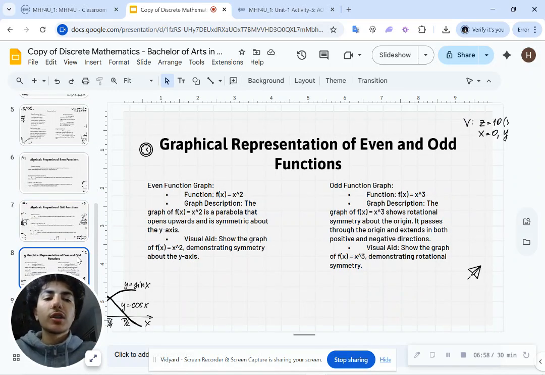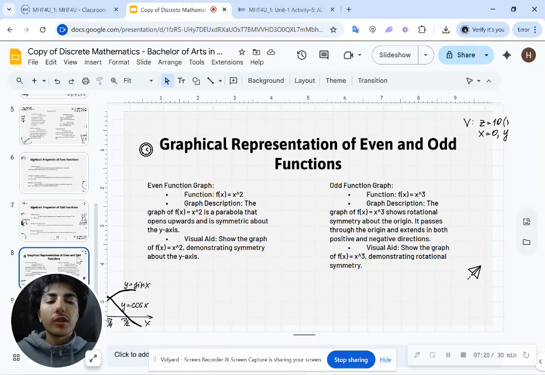Graphical representation of even and odd functions. Even function graph. Function f(x) equals x to the power of 2. Now let's look at the graph description. The graph of f(x) equals x to the power of 2 is a parabola that opens upwards and is symmetrical about the y-axis. Visual aid: show the graph of f(x) equals x to the power of 2, demonstrating symmetry about the y-axis.